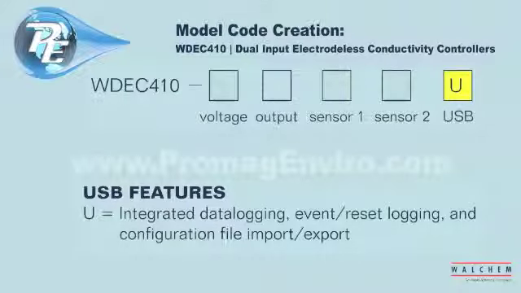The next selection is USB. The USB feature comes standard. The U represents integrated data logging, event reset logging, and configuration file import and export.